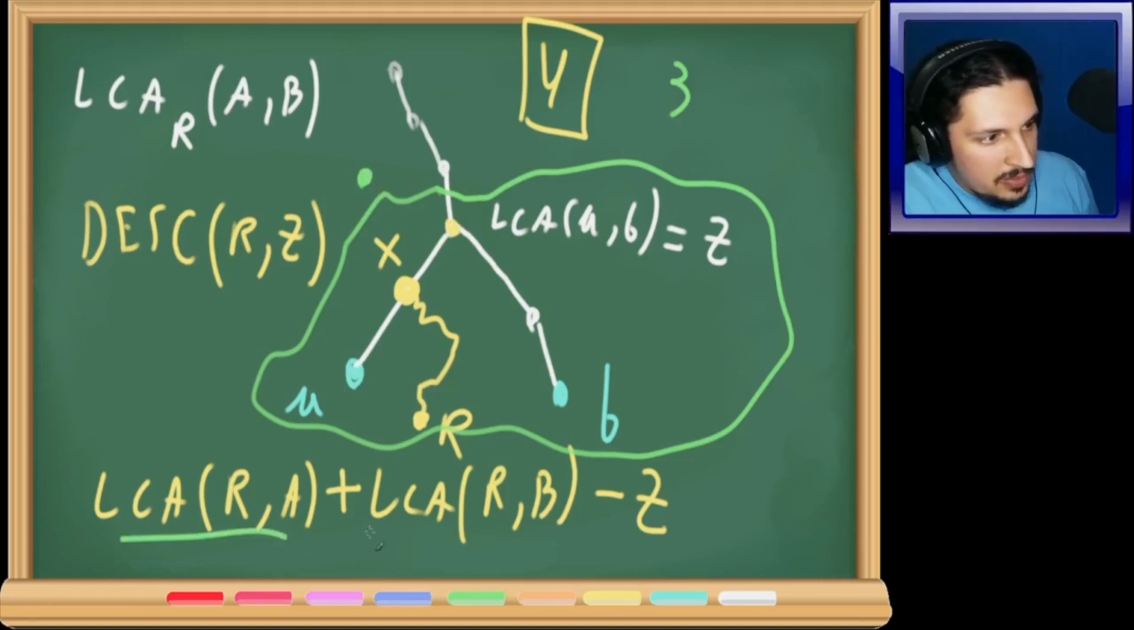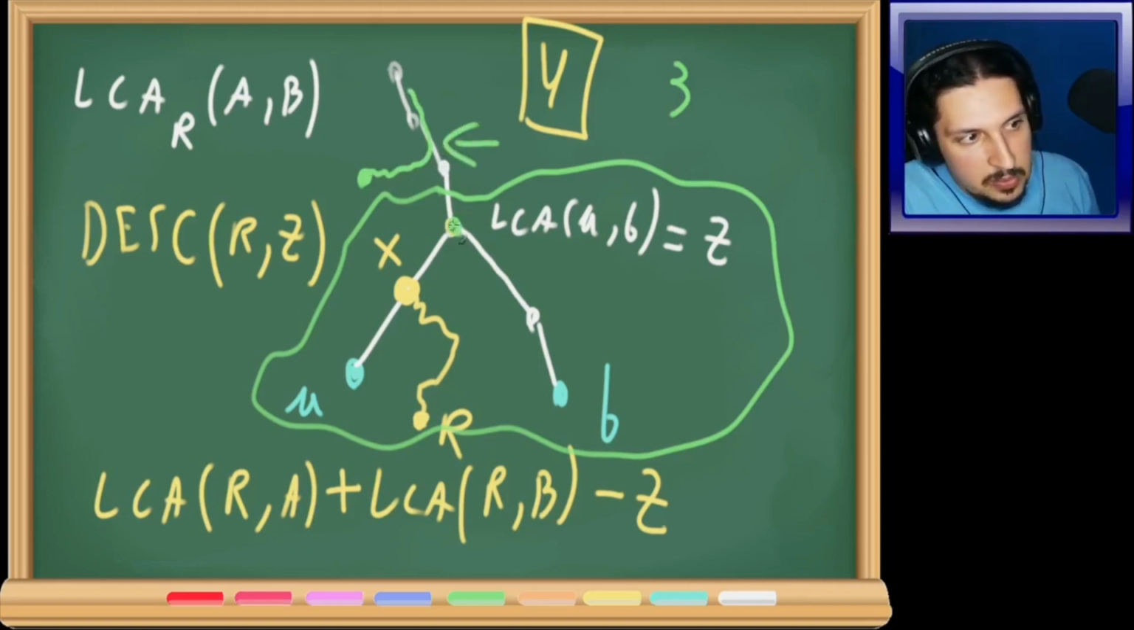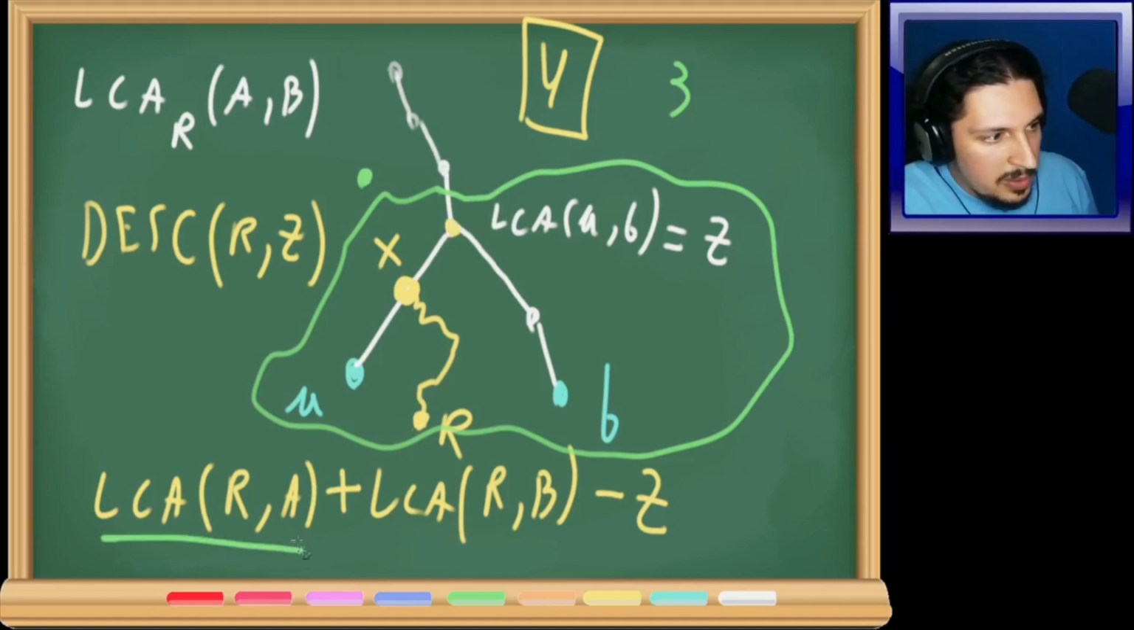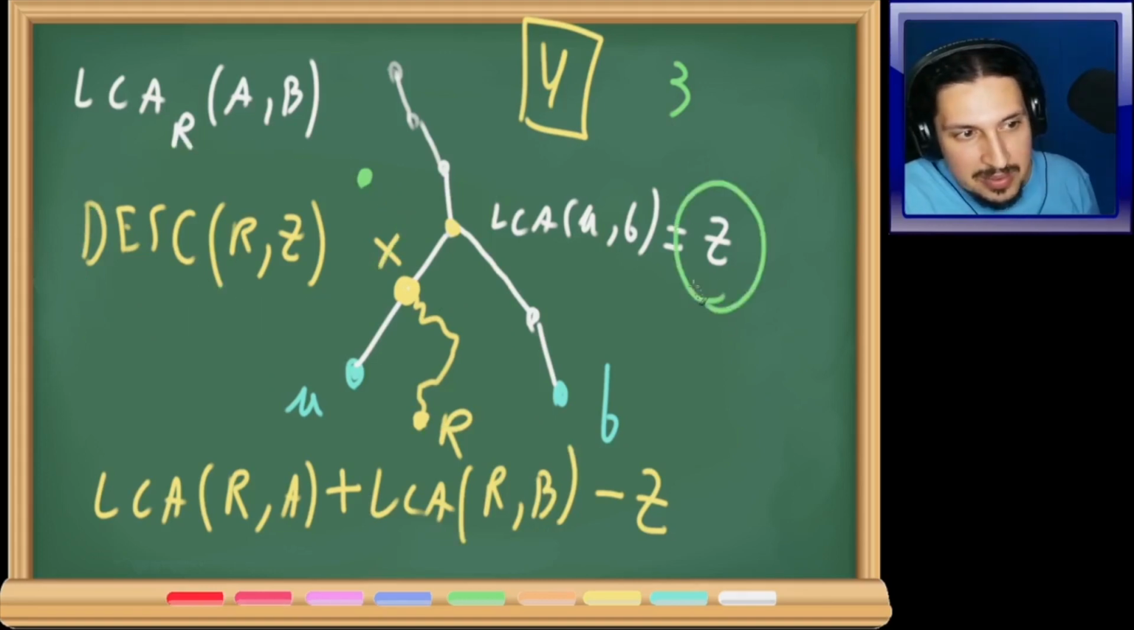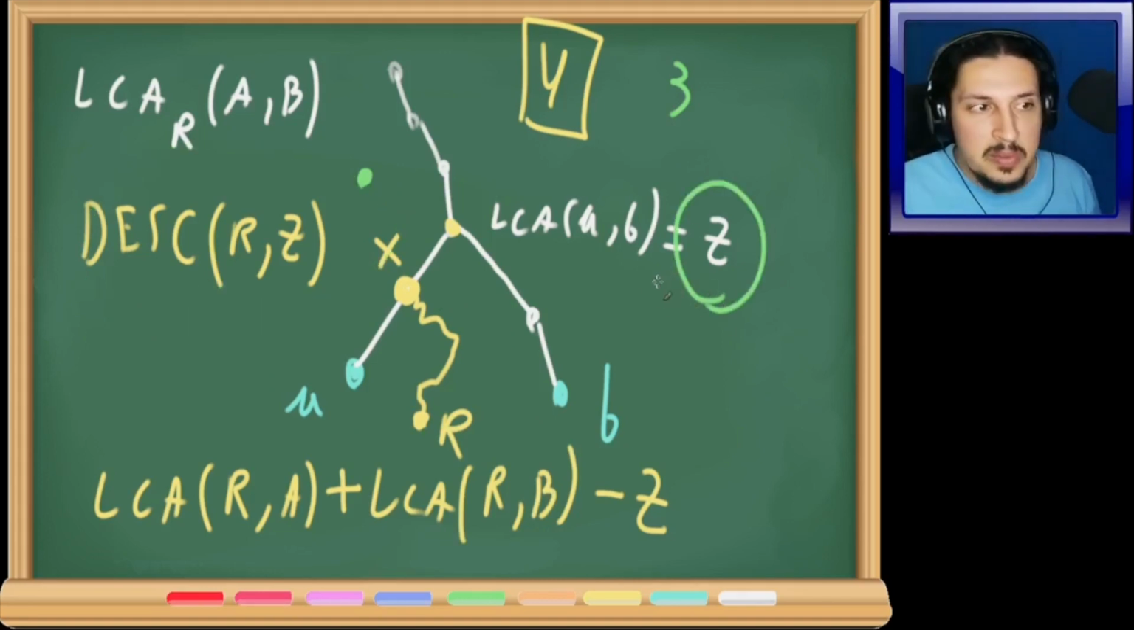So in these LCAs, whose answer will be an ancestor of R, it will have an ancestor further up than Z. So definitely the answer will not be Z here and will not be Z here, and we can use that to detect, oh, it is this case. So the final answer for the original query is Z.